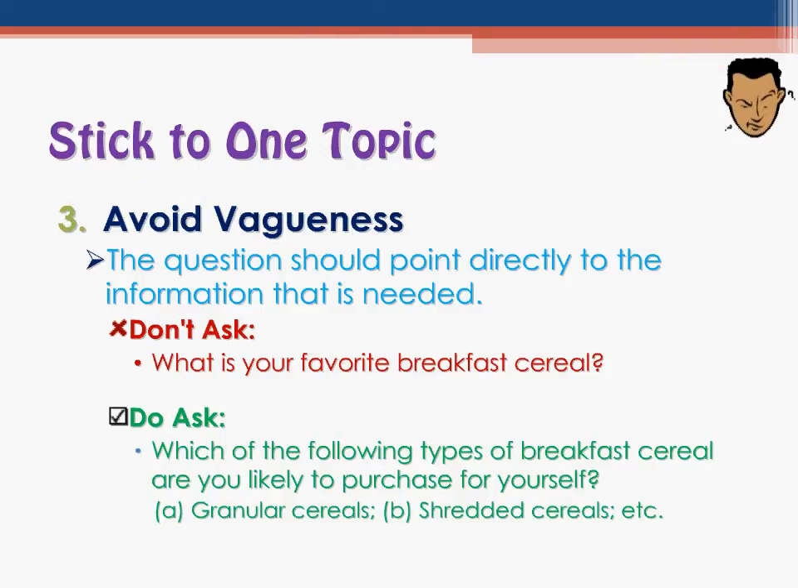Tip 3. Avoid vagueness. The question should point directly to the information that is needed. Now, many of you will look at this question, what is your favorite breakfast cereal, and see there's nothing wrong with it. And that might be true, but what if your objective is to find out the different types of breakfast cereals in terms of favorites of consumers? Then you need to ask the following question. Which of the following types of breakfast cereal are you likely to purchase for yourself? Because having a favorite breakfast cereal doesn't mean that you're necessarily going to buy it. Right? And some people have multiple favorites. So you're trying to pick the most favorite in some cases, and the question needs to be poignant like so.